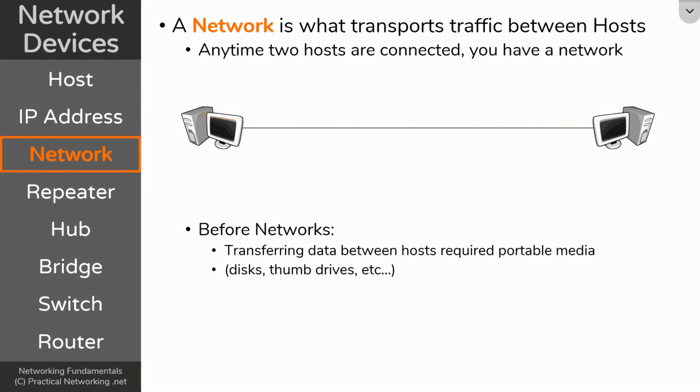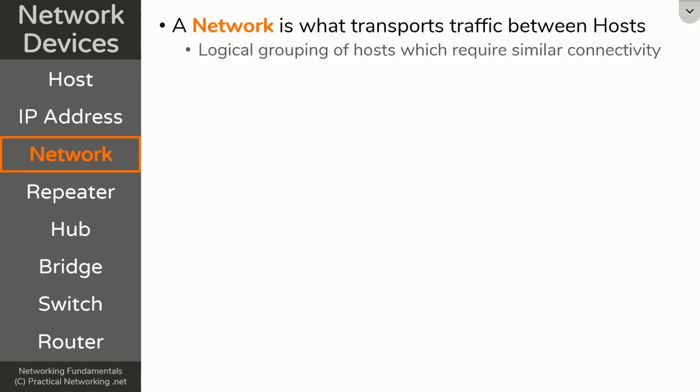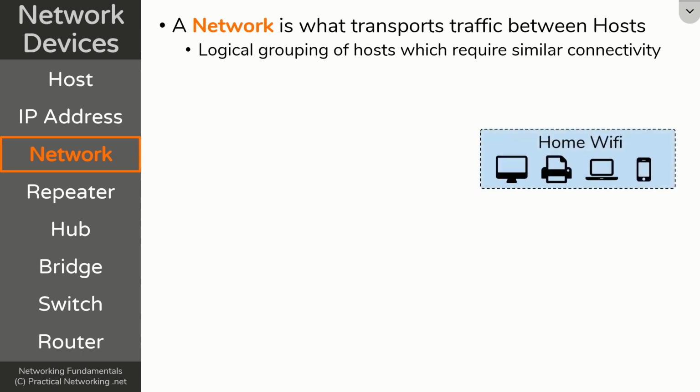Now, if we take a step back, a network is really just a logical grouping of hosts which require similar connectivity. So let me explain that. At your house, you probably have some sort of home Wi-Fi network. On that network, you've got your computer, your printer, laptops, phones, a bunch of different devices which all have similar connectivity profiles, meaning they just use the internet or check email or something along those lines.